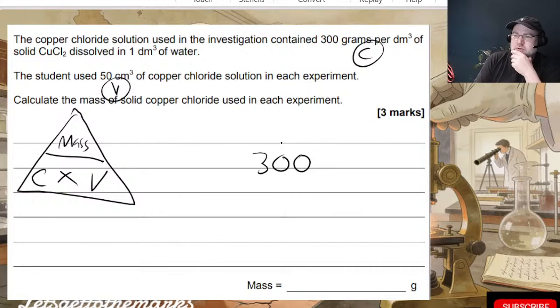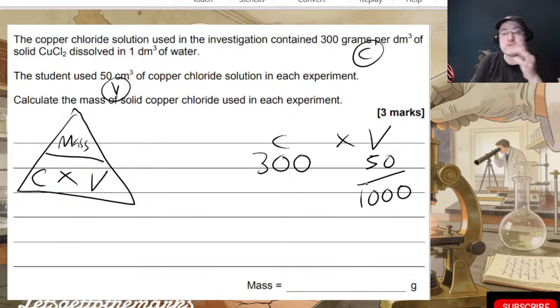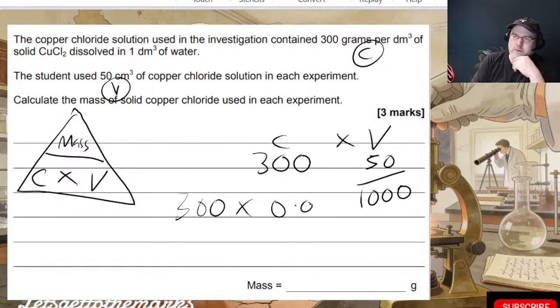So we know the conc is 300, and I want to times the conc C times V, so I want to times that by V. The volume is 50, but you're not allowed to just bust out 50. You've got to divide it by 1,000 because we use decimeters. So we want to do 300 times 50 over 1,000. What's 50 over 1,000? 0.05. So 300 times 0.05. Is that right? I don't know if I've done that right.